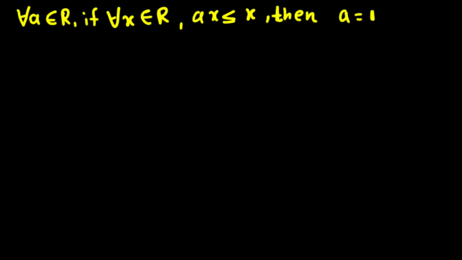So whenever we have an if-then statement, we have to take the one that's after then. That's our claim. This is our claim, and this is the one we have to prove. In order to prove this claim, we have to use this one and prove this one.